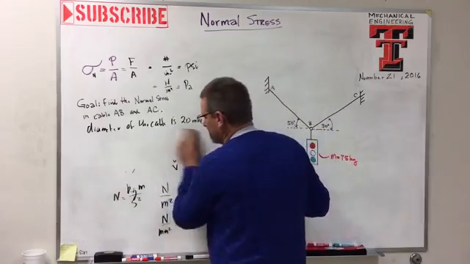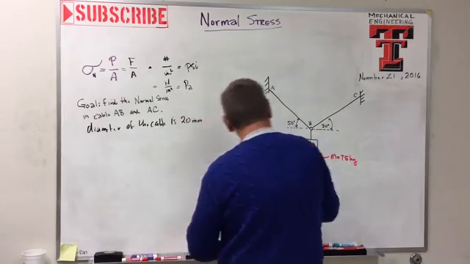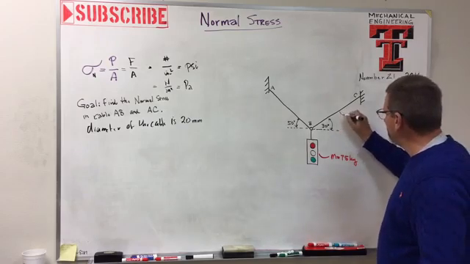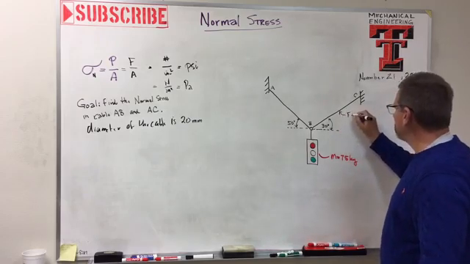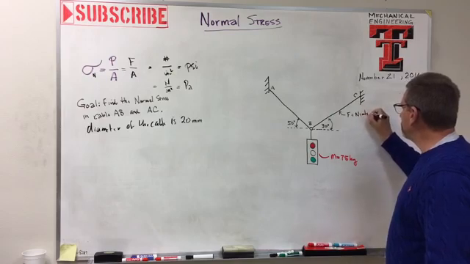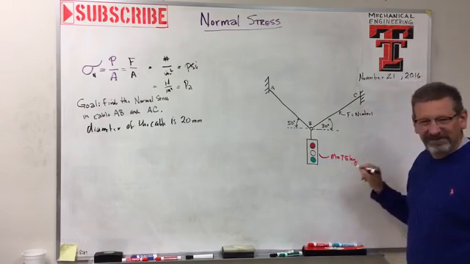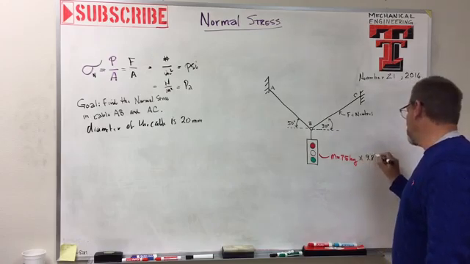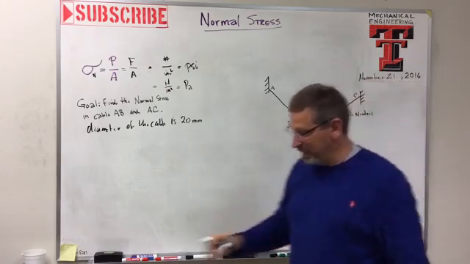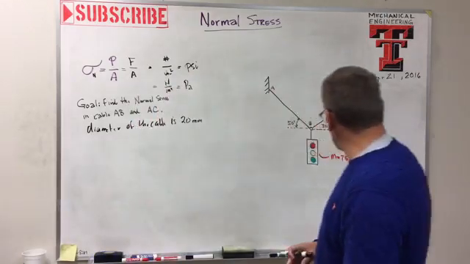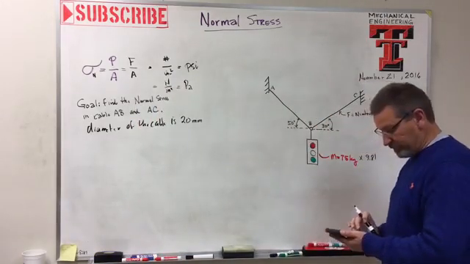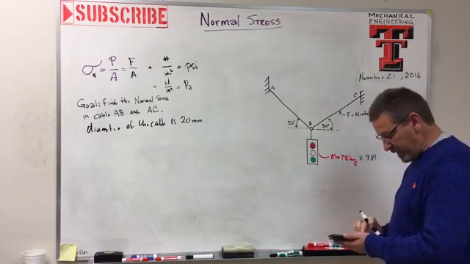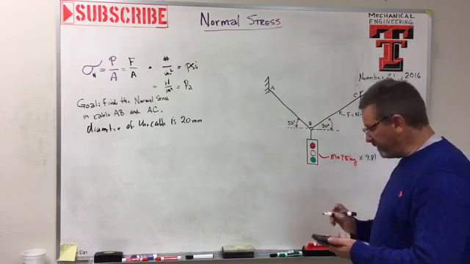So let me erase this. Let's do this. Let's find what this is. We're going to find the force in these cables. Now, force is in newtons, okay? This is in kilograms. How do I get that into newtons? Well, times 9.81, right? That's meters per second squared. That gives me a kilogram meter per second squared, which is a newton, right? So that's 75 times 9.81, 735.75.